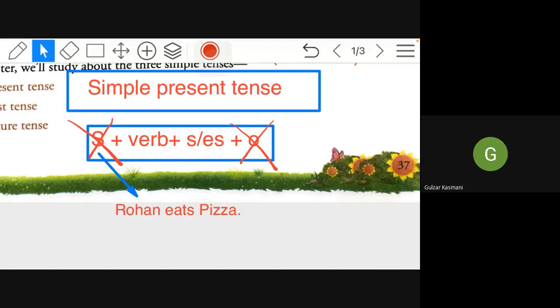Yes, sir. Okay, now one simple question. If you understood, one simple question I will ask. Here now you know that S or ES. Now you might be confused, sir, when do we have to add S or ES?